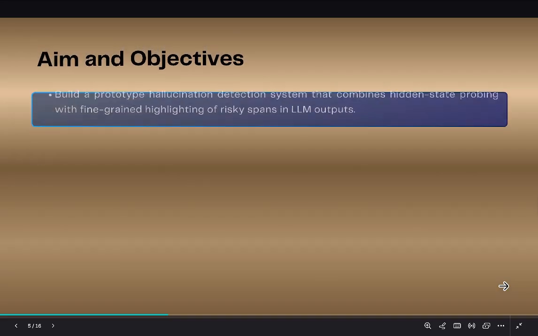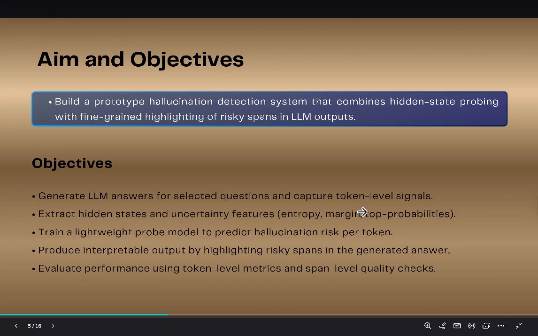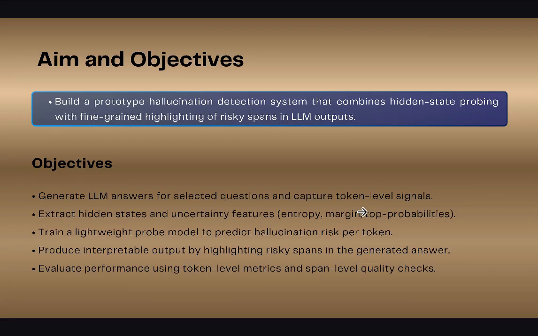Next I will go with the aim and objective. My main aim is to build a prototype hallucination detection system that combines two things: using internal model signals to estimate risk, and highlighting the risky spans so the output is easy to understand. To do that, my objectives are as follows.